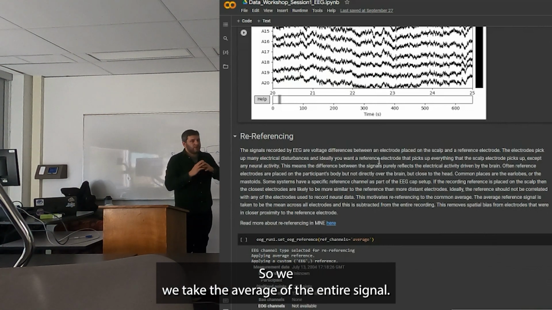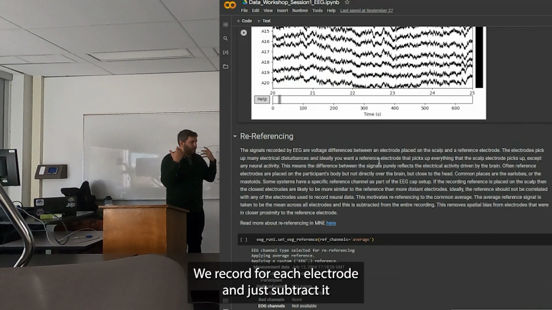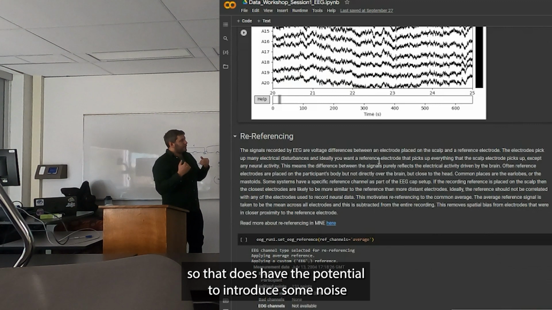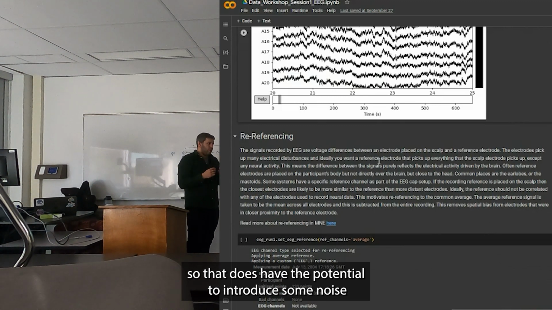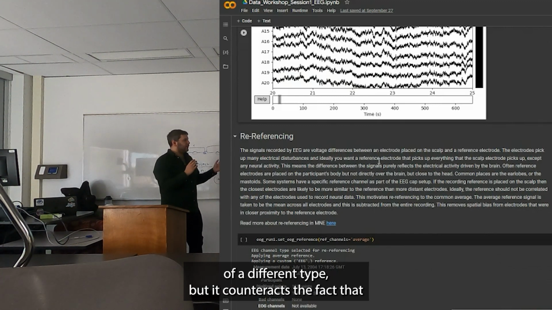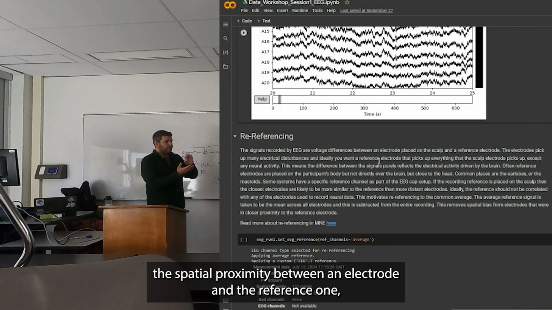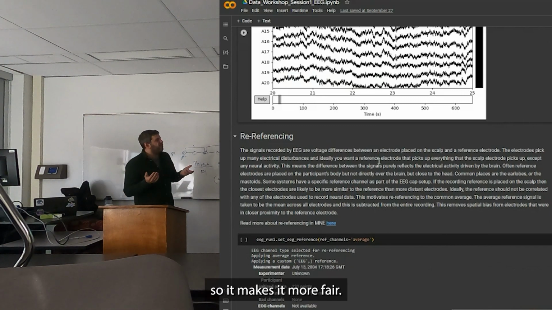So we take the average of the entire signal we record for each electrode and just subtract it. That does have the potential to introduce some noise of a different type, but it counteracts the fact that there is spatial proximity between an electrode and the reference one, so it makes it kind of more fair.